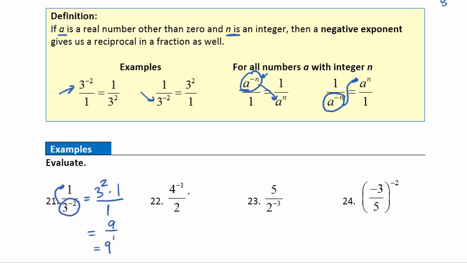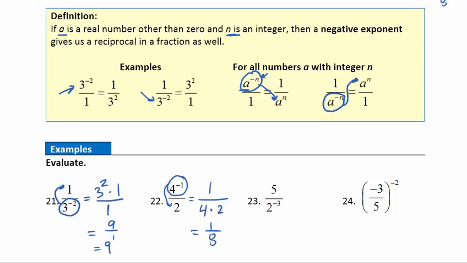Example 22. Okay, 4 to the negative first power. That's in the numerator. To get rid of that negative exponent, I'm going to take that thing and move it down to the denominator. So it's going to look like this. When I moved it, there'll be a 1 left up top. And then down below, I'll have 4 to the first power times 2. So essentially here, I'm just going to get the answer of 1/8.